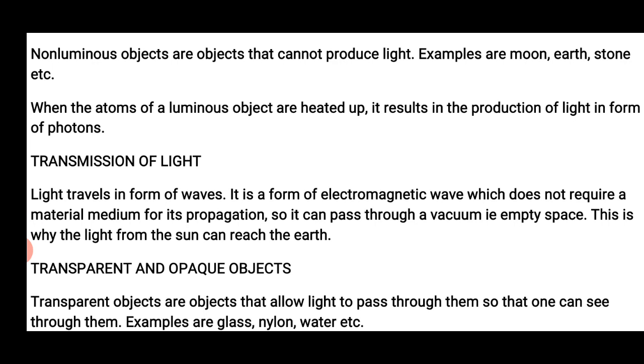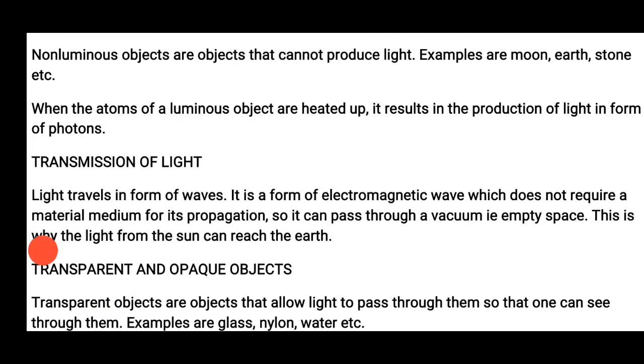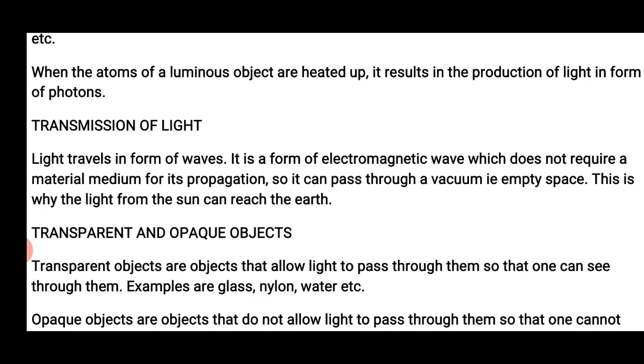So light can pass through a vacuum, that is, an empty space. This is the reason why light from the sun can reach the earth. After the atmosphere, there is space, there is empty space. If you are in space and you speak, your sound will not be heard by people around, because sound cannot move in space. Sound requires a material medium for its propagation, but in the case of light, light can move through space. That is why light from the sun passes through the empty space and gets to the Earth's surface.